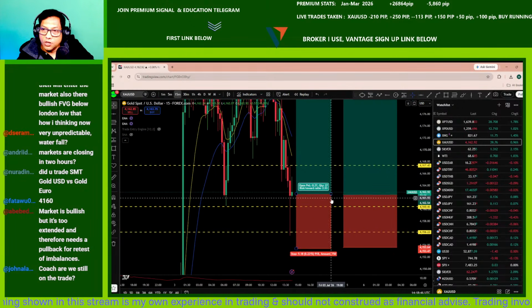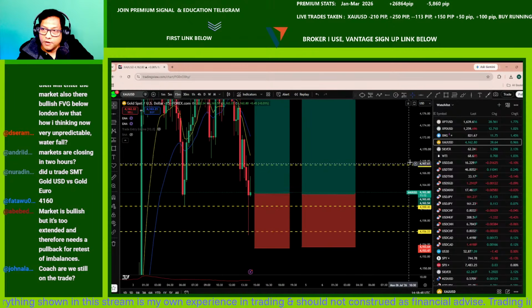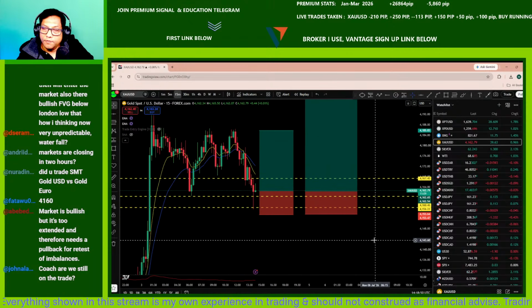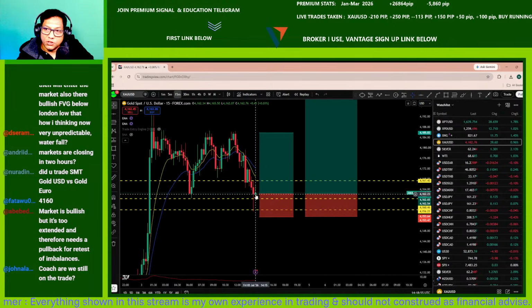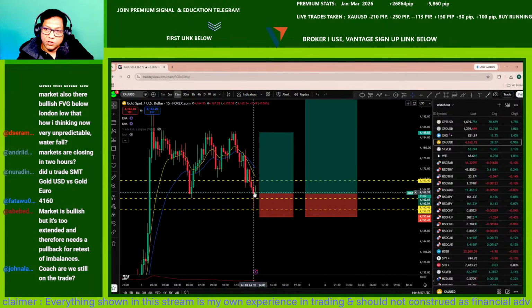So if you look, there is a long wick candle at that level again, and that long wick represents two things. One is the buying happened, the other one is a wick fill.